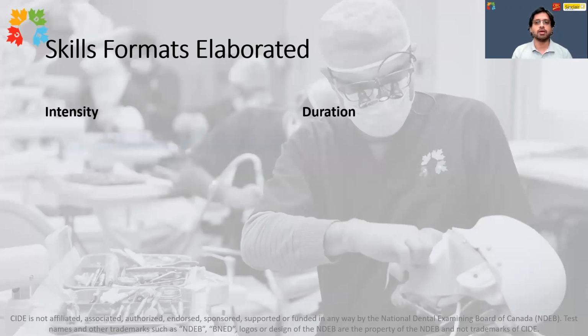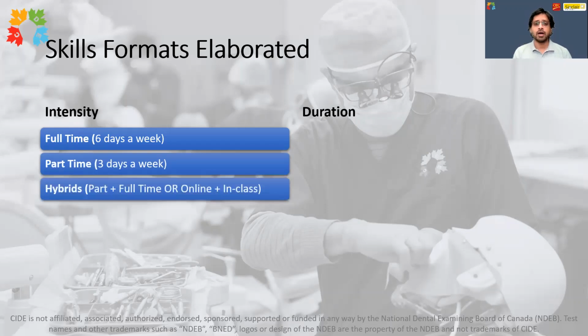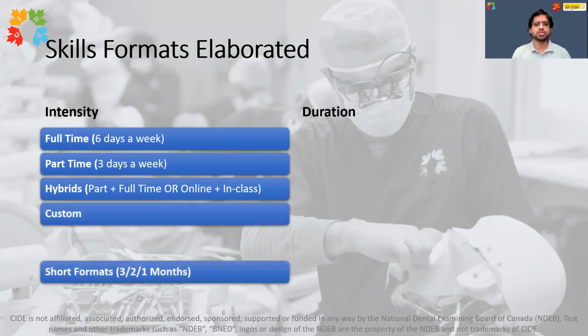Another way of describing these, a full-time program is usually 6 days a week, a part-time being 3 days a week. Keep in mind that the session duration is the same. It's just the number of days that is different. So it's still 6 to 8 hours of practice time that everyone gets. Hybrids, as I mentioned earlier, you combine part-time or full-time, or online plus in-class. A custom solution means demos only, chair side help only, work check only, practice only, or mocks only, or any combination of the above.